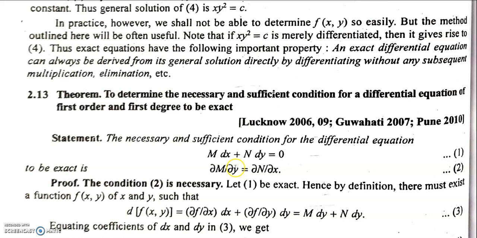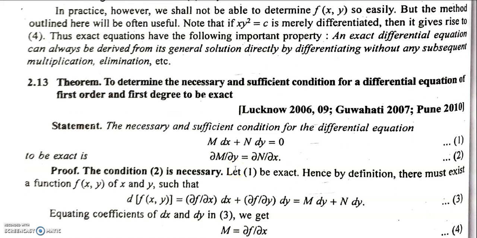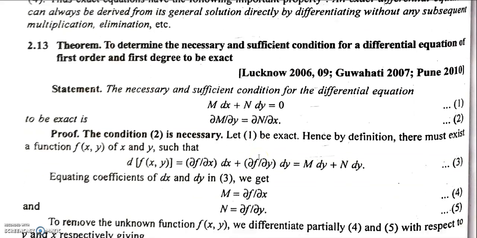Okay, now here is a necessary and sufficient condition for a differential equation of first order and first degree to be exact. The necessary and sufficient condition for the differential equation M dx plus N dy equal to 0 to be exact is that ∂M/∂y should be equal to ∂N/∂x. That means if you take the partial differentiation of M with respect to y, that should be equal to the partial differentiation of N with respect to x. Then we say that our differential equation is exact, right?